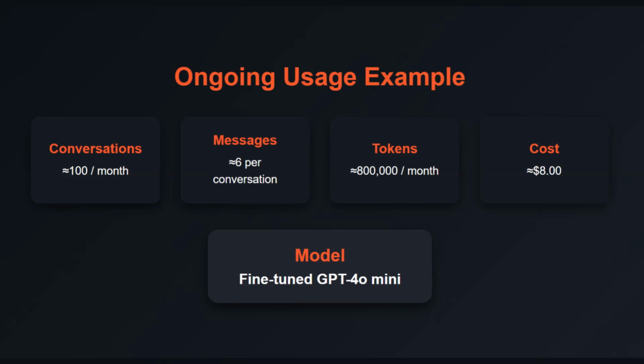When it comes to ongoing usage, here's a practical example. On the AIWU site, we typically see around 100 chatbot conversations per month with an average of 6 messages each. That adds up to about 800,000 tokens per month, which equals roughly $8 with a fine-tuned GPT-4o mini model.